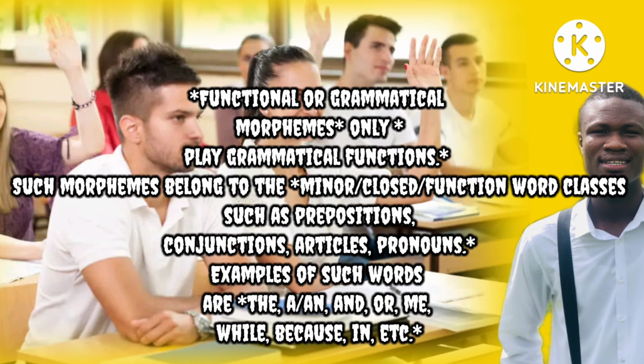Functional or grammatical morphemes only play grammatical functions. Such morphemes belong to the minor or closed or functional word classes, such as prepositions, conjunctions, articles, pronouns. Examples of such words are the, an, and, or, me, why, because, in, it is.